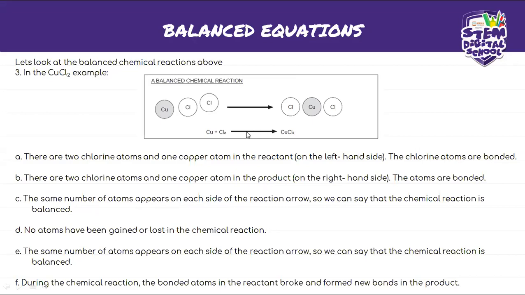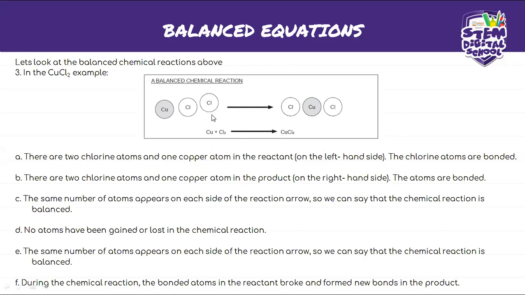So this arrow, which is bolded, is called the reaction arrow. So we can say that the chemical reaction is balanced. Now let's check. On my left-hand side, the reactant copper is 1, and on my right-hand side, copper is also 1. Let's go again. On my right-hand side, chlorine, you have got 2 atoms there.